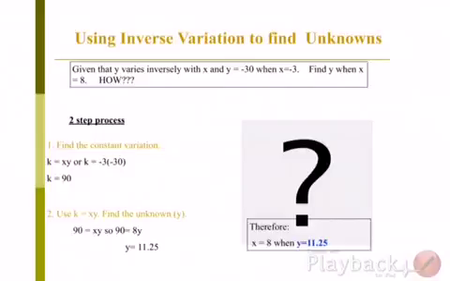Given that y varies inversely with x and y is equal to negative 30 when x is negative 3, find y when x is equal to 8. So again, I'm trying to find my constant of variation. So k is equal to xy, so I plug that in, so it's negative 3 times negative 30, which will give me positive 90. So my constant is positive 90, and then my equation is going to be y is equal to k over x, so y is equal to 90 over x. And then going back here, 90 is equal to xy, so 90 is equal to 8 times y, because I know my 8 is my x value, so I'm trying to find my y, and I get 11.25.